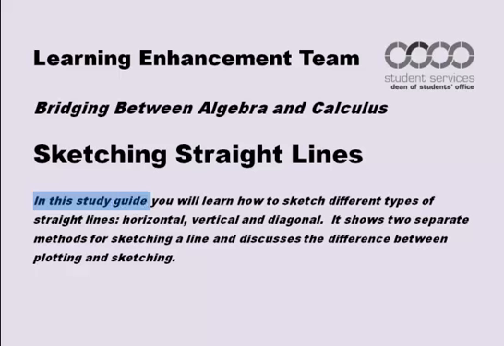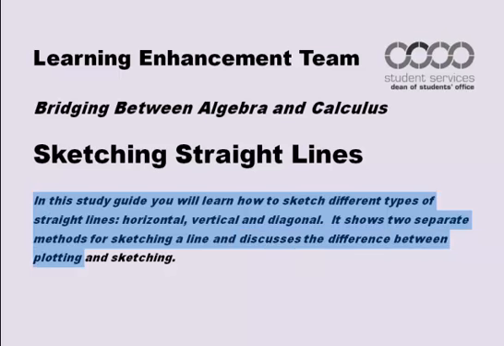In this study guide you will learn how to sketch different types of straight lines: horizontal, vertical and diagonal. It shows two separate methods for sketching a line and discusses the difference between plotting and sketching.